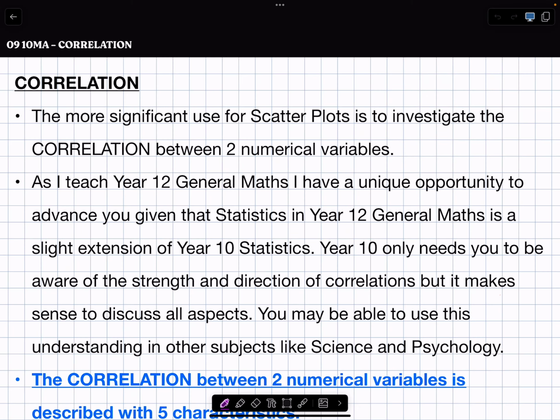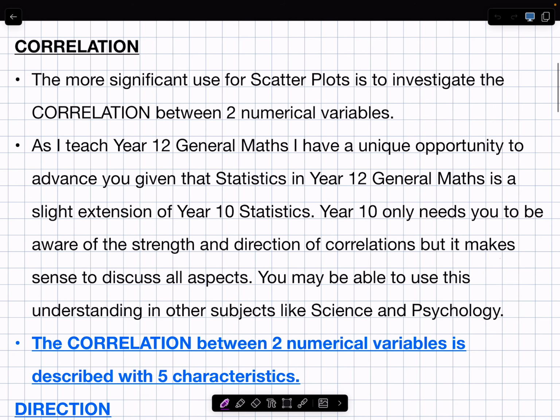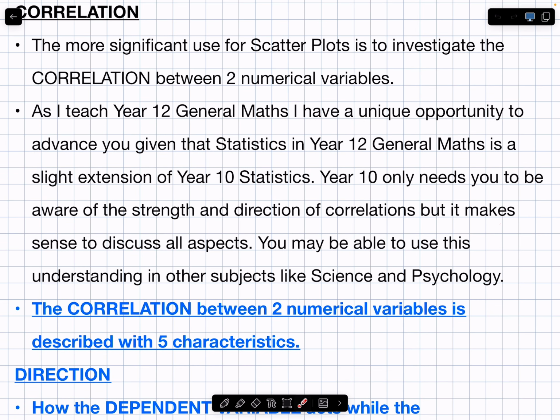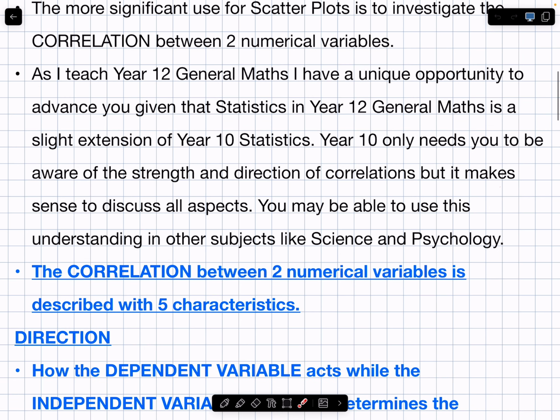Correlation. The more important use for scatter plots is to investigate correlation between two numerical variables. Because I teach Year 12 General Maths, I have a pretty good opportunity to advance you, given that stats in Year 12 General Maths is just a slight extension of Year 10 stats. Year 10 only needs you to be aware of strength and direction. But it makes sense for me to teach you about all 5 things about correlation because you would get it.